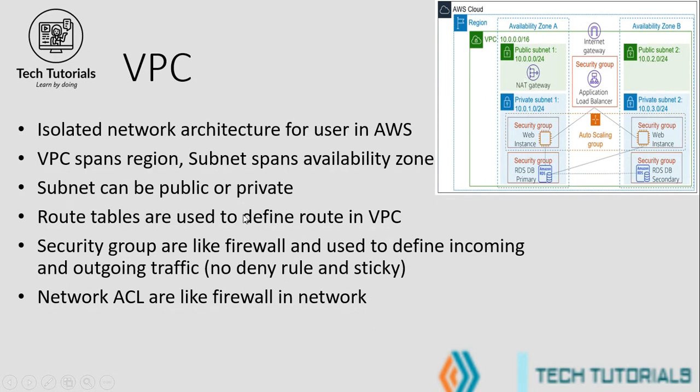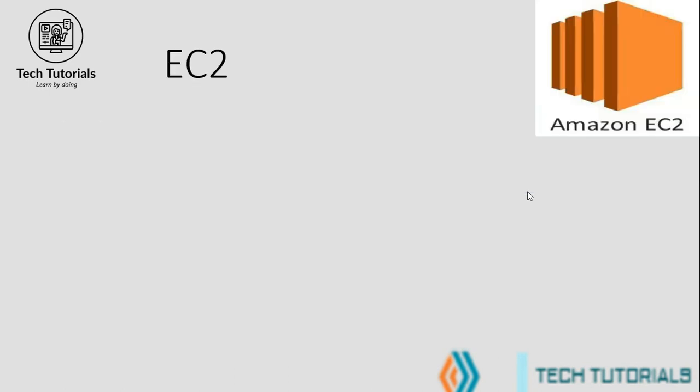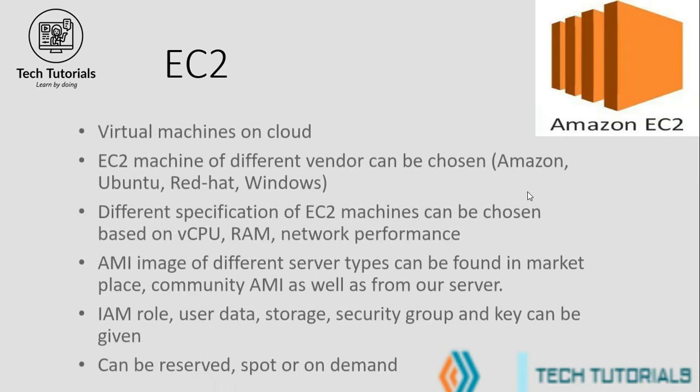Route tables are used to define routes within the VPC. Security group is like a firewall which defines incoming traffic rules and outgoing traffic rules, whereas network ACL is like a firewall in the network. Let's talk about EC2.